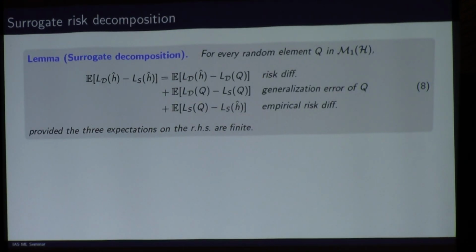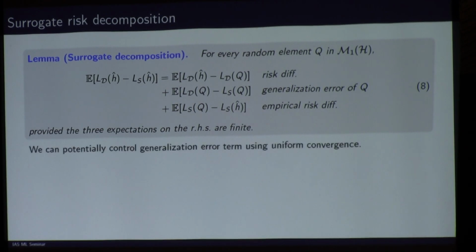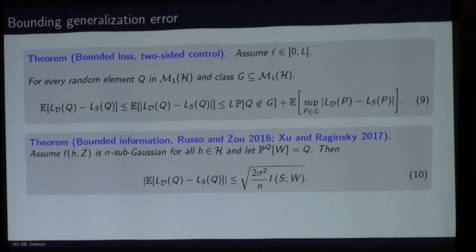So that's that decomposition. Okay, so returning to the surrogate decomposition. The basic idea is, maybe we can regain some kind of connection with uniform convergence by choosing a particular surrogate where we can bound this particular term using a very crude technique like uniform convergence. That's the basic idea.